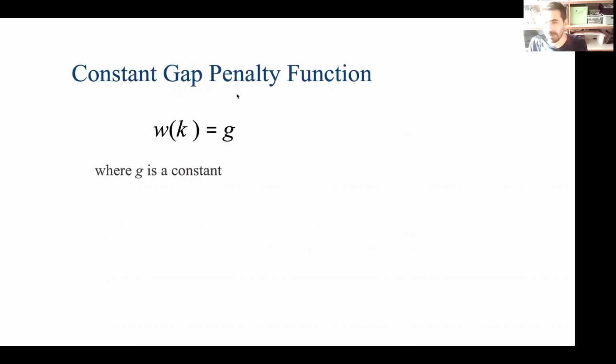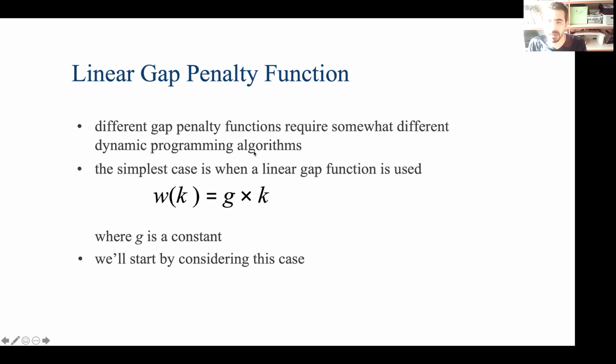So let's talk about the gap penalty function. There are several scenarios, right? One of them is maybe you can assign a single constant penalty. So G is constant, and then you just give the same penalty score. Okay, so this is one way. The other way is maybe the penalty score should be correlated with the length, right? So this is called linear gap penalty function. So you have your penalty score times K, and K is going to be the length of the gap.